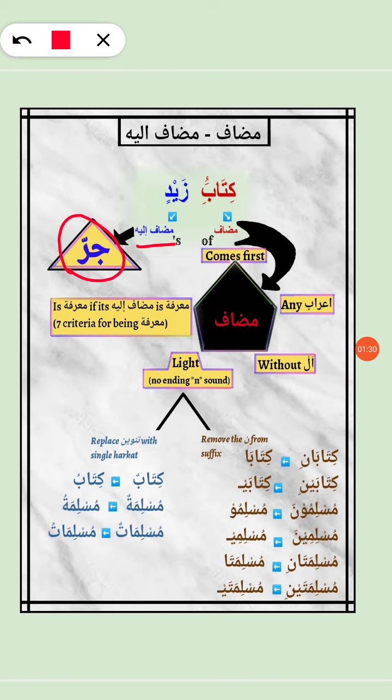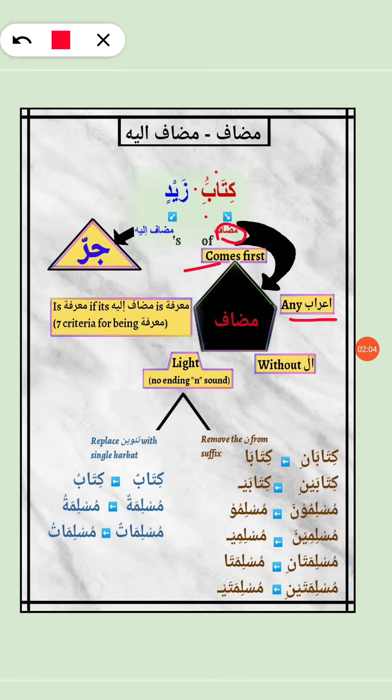The pentagon here signifies the 5 important points regarding muzaf. So let's cover these. First of all, in the fragment of muzaf, muzaf ilayh, of course, muzaf is going to come first, followed immediately by the muzaf ilayh. Next, our muzaf can be of any Arab. So it can be Kitabu Zaidin, it can be Kitaba Zaidin, it can be Kitabi Zaidin. All three of these Arab are correct. It can be of any Arab.